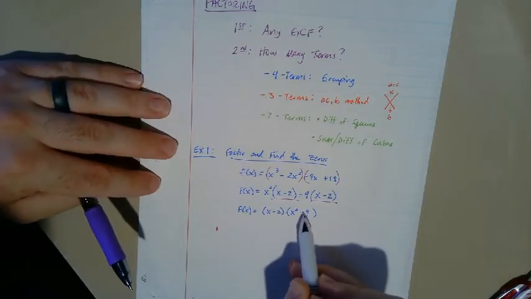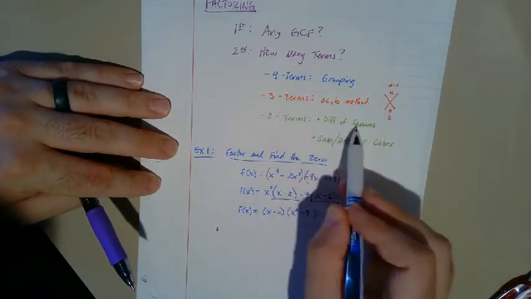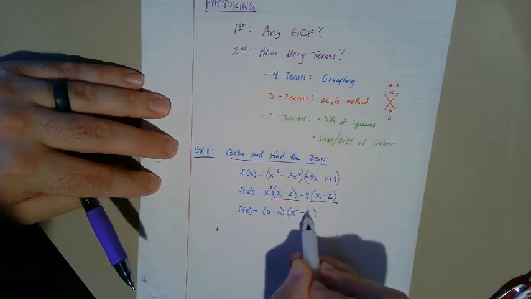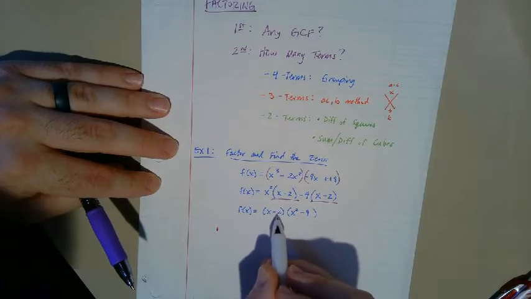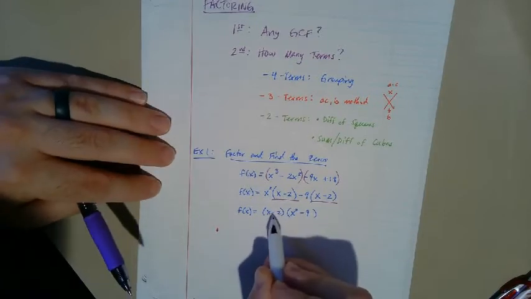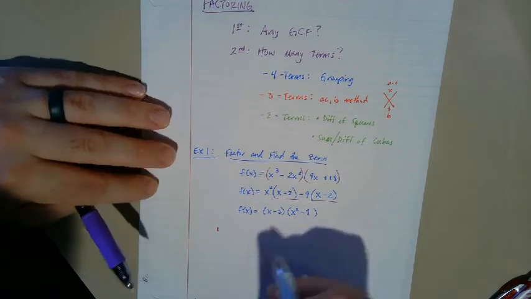If I look at this one, this is 2 terms, and this is a difference of squares. I've got 2 perfect squares being subtracted. This one's 2 terms, but there's nothing else that can happen here. These aren't perfect squares, they're not cubes. No other factoring can happen. But here, this is a difference of squares.